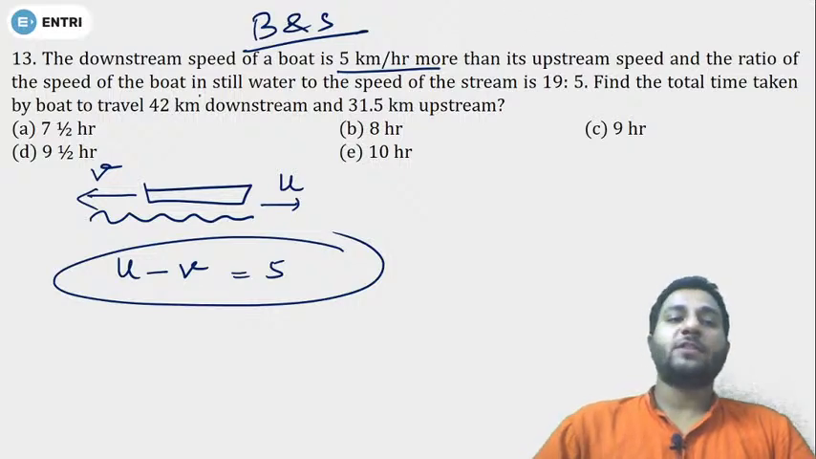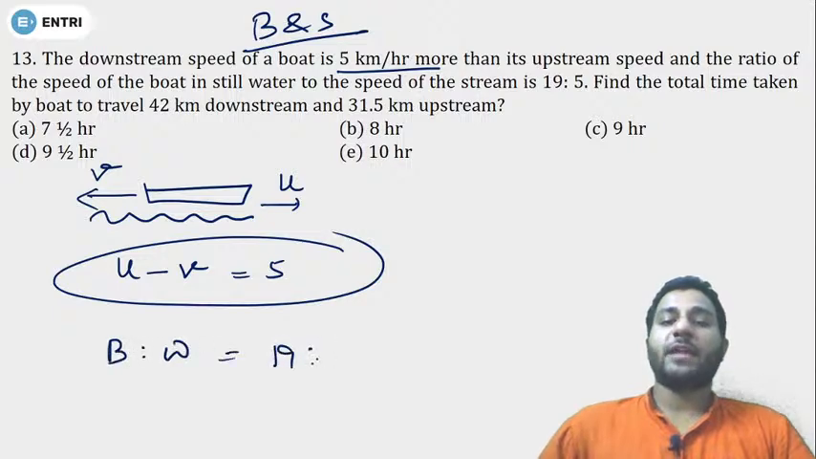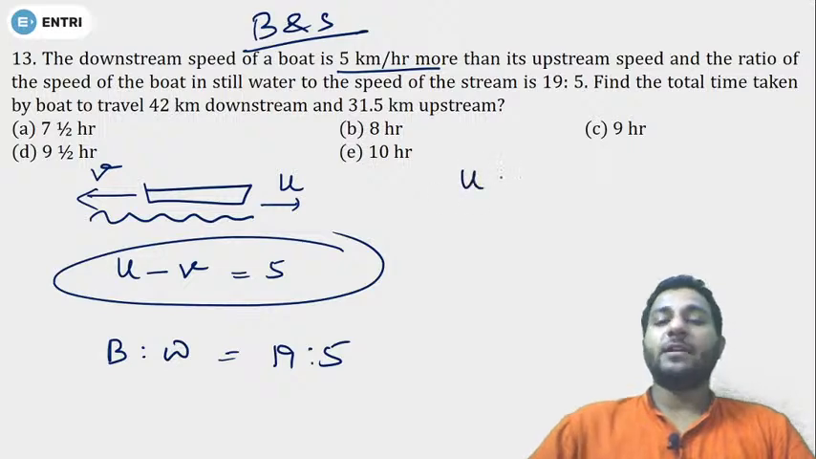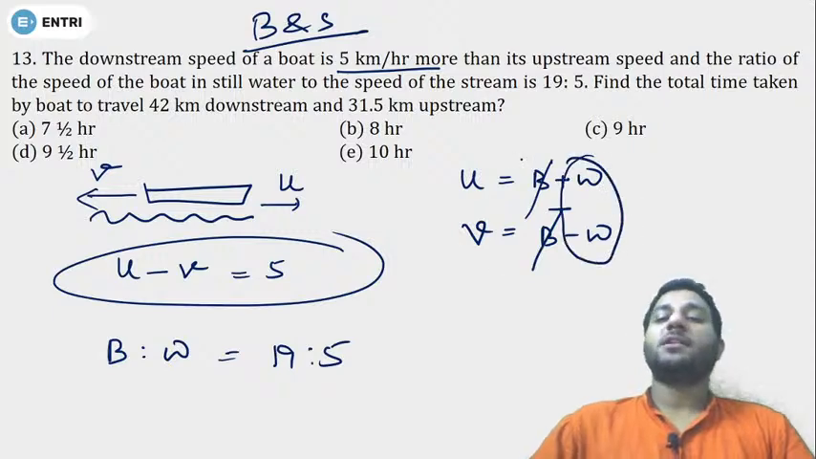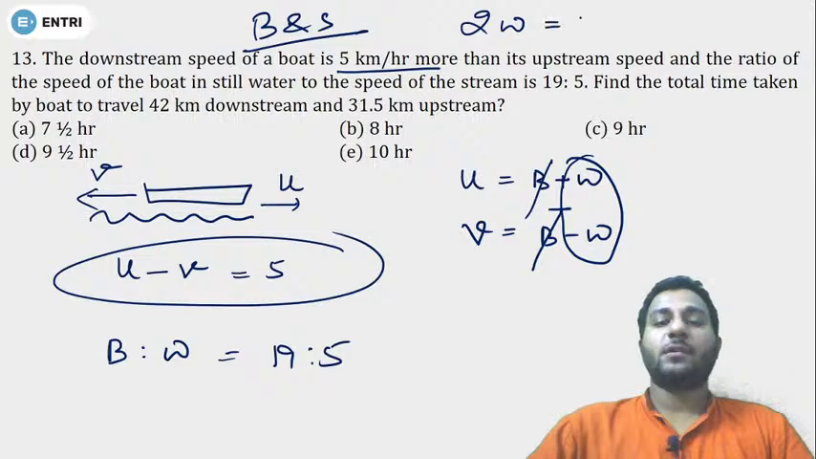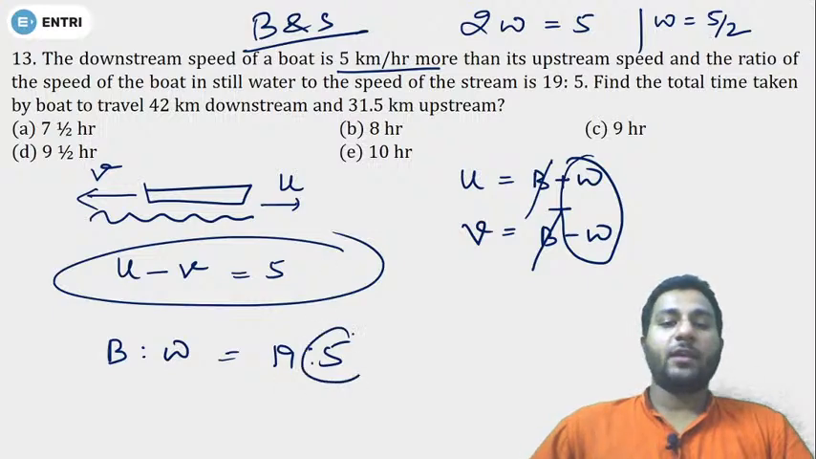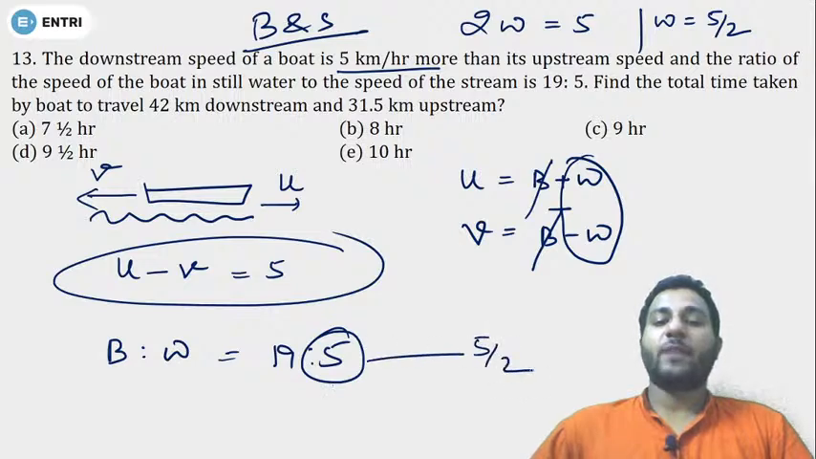And the ratio of the speed of boat in still water to the speed of stream, so boat and water's ratio will be 19 and 5. As you all know, downstream speed is boat plus water and upstream speed is boat minus water. If you subtract both, the speed of boat is eliminated and you get the speed of water in the form of twice. It will be equal to 5, which means the speed of water will be 5 by 2. Now here the ratio of speed of water is 5. So 5 ratio equals 5 by 2, which means 1 ratio equals 1 by 2, which means 19 ratio equals 19 by 2.